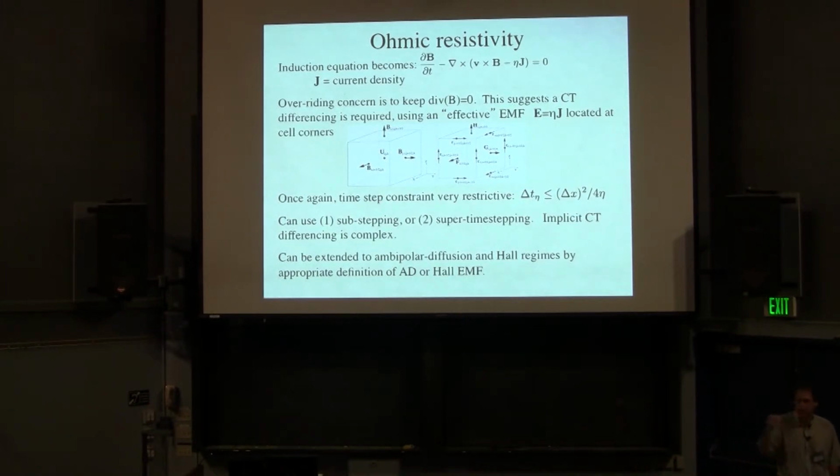So that's an extra constraint you have to worry about when you're modifying the induction equation with extra terms. Once again, the time step constraint can be very restrictive. You can use sub-time stepping, super time stepping.